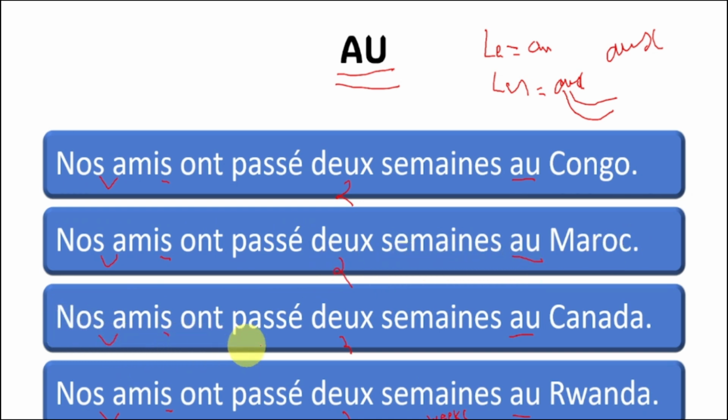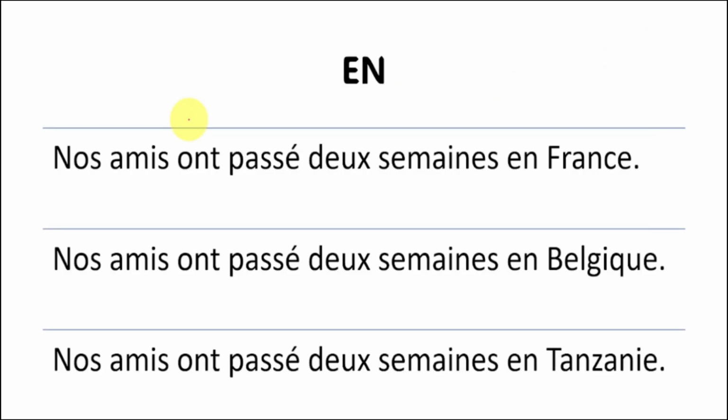Nos amis ont passé 2 semaines au Canada. Nos amis ont passé 2 semaines au Rwanda. Okay? We come here: en. Now, when you see en, we use this for the feminine country. Sometimes we also use en for the province.